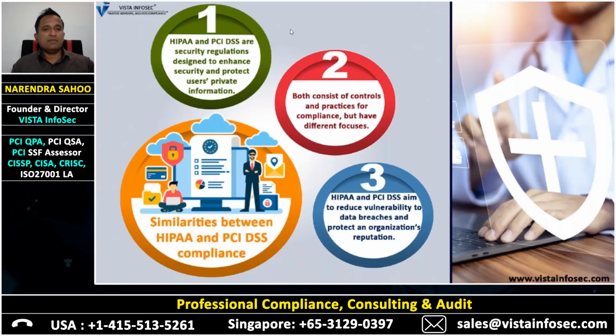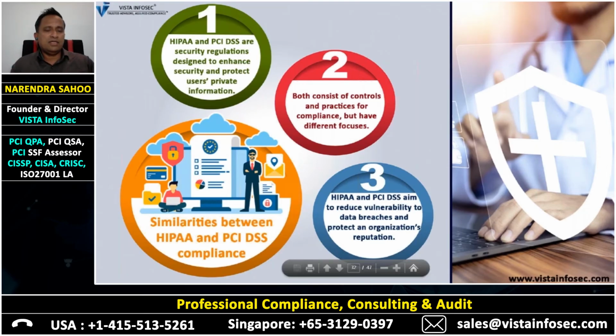And so again, some similarities between HIPAA and PCI. Both are security regulations. Okay, HIPAA is a regulation, PCI is not a regulation, but some countries and states do enforce it as a regulation. And both are designed for security. HIPAA goes one step beyond that. And both consist of controls and practices for compliance, but have different focuses or points of focus, as I've said earlier. And both aim to identify threats, reduce the vulnerability, and control liability in case of a breach.